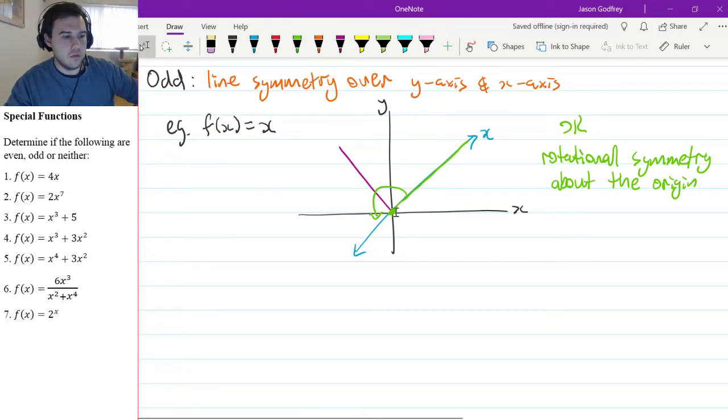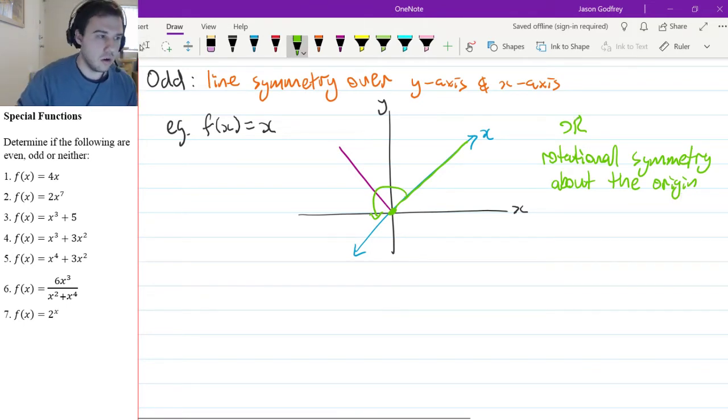So if you fix the origin and then rotate this top portion around and it lines up perfectly with there, that's another way of conceptualizing graphically what an odd function is, right? So an odd function is a bit more complex than even, because it's not a straight flip over an axis, it's like a double flip over two axes.